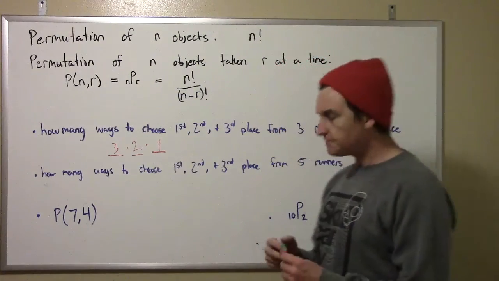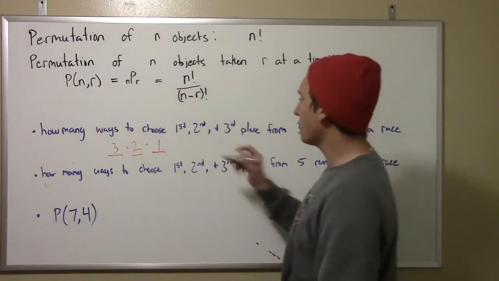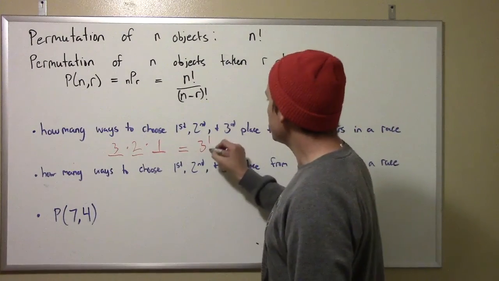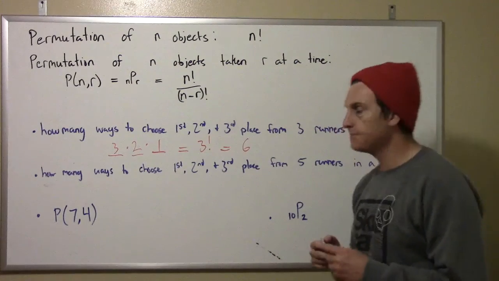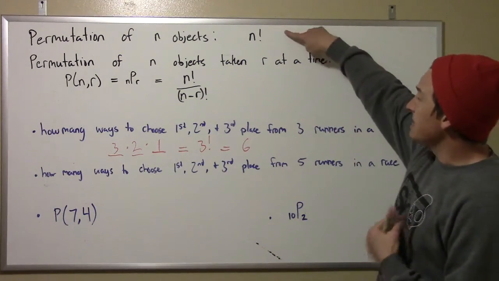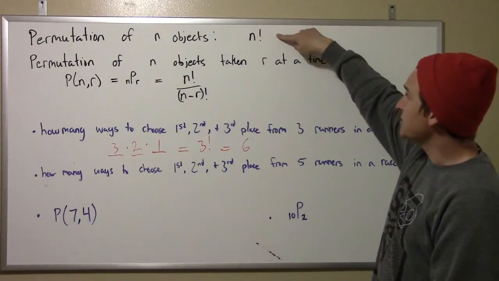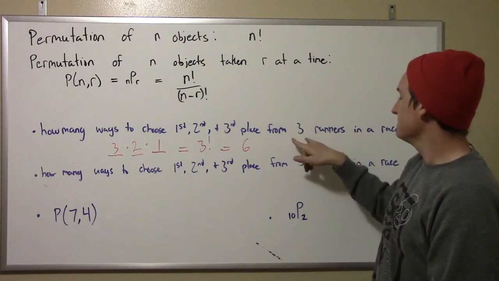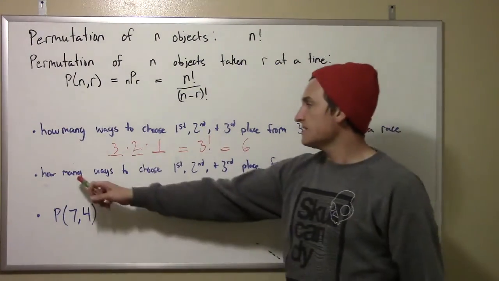So there's 3 runners in this race. They're all going to get a medal or an award or whatever. That's the same as 3 factorial, right? Which we know is 6. Okay? So that's this guy, right? You're trying to order or arrange 3 objects, and you're going to use all 3 of them. Okay. This next one is a little bit different.